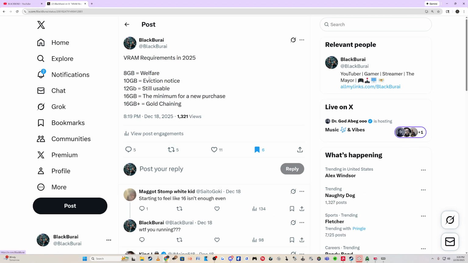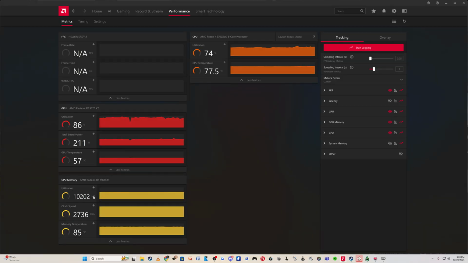8 gigabytes, welfare. You are not going to be playing a game like Helldivers or many other games at 4K. 10 gigabytes, you have officially received your eviction notice. As you can see, 10 gigabytes is not enough anymore. This is 10 gigabytes at around 200 megabytes over. Your eviction notice is here. It is time to start looking for upgrades while you are lowering your settings. I feel like with 12 gigabytes, you have about 2 gigs of space over the 10. You're pretty good. You are fine. Nothing to worry about.